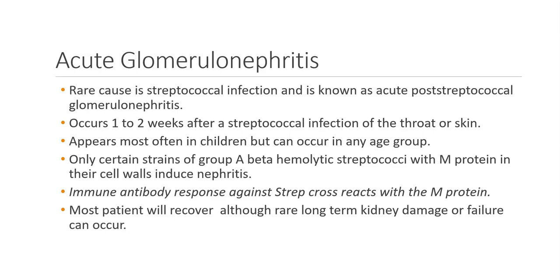And this is the bizarre component of the disease. An immune antibody is produced in response against strep, and it reacts with the M protein. Because there's an M protein that's very similar in the kidneys, this antibody cross-reacts and causes inflammation and damage. Although most patients will recover, there is rare long-term kidney damage or failure which can occur.